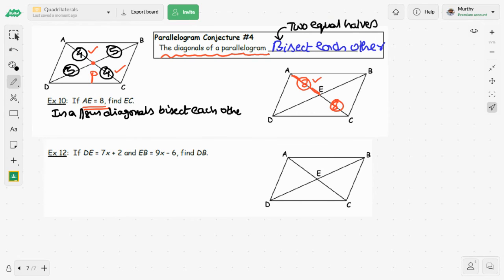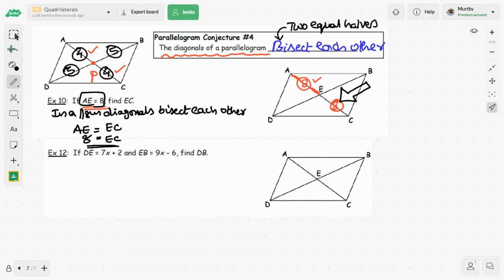Therefore, I would say that the length of AE equals the length of EC, and I know that the length of AE is given as 8 units in the question. Therefore, the length of EC is also 8 units. I know that by looking at the question itself, you can answer, but you better show the justification, how you got the answer. Okay.